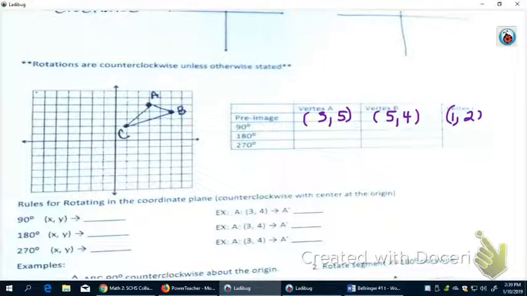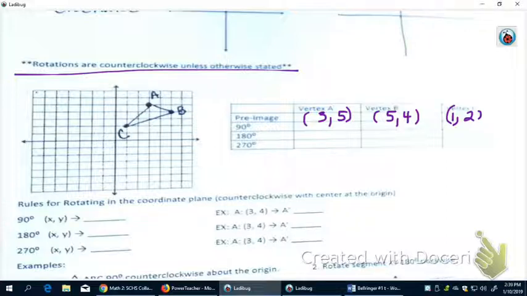Okay, so it says 90 degrees. Notice with the asterisk here, rotations are counterclockwise unless otherwise noted. So if it says go 90 degrees, you know that means counterclockwise because that's the understood thing. Most of the time it's going to tell you what direction to go, but just in case. So here's our picture, and we're going to go 90 degrees counterclockwise. Okay? So that means that we need to go towards the left. Right? So we would get this picture.